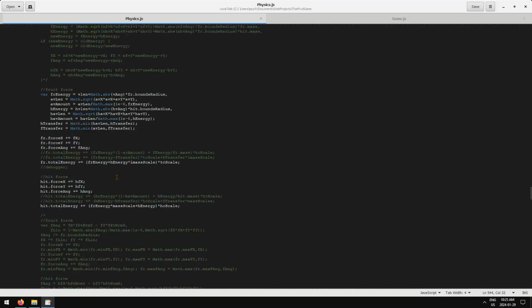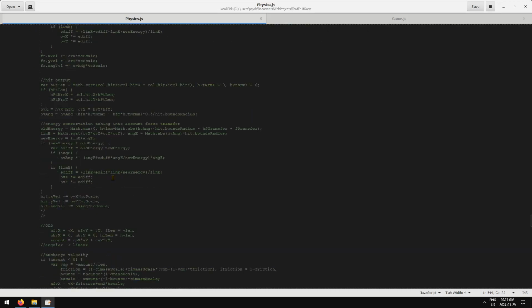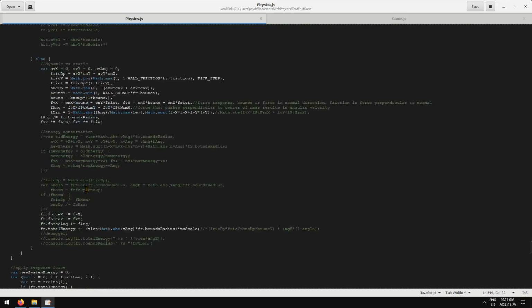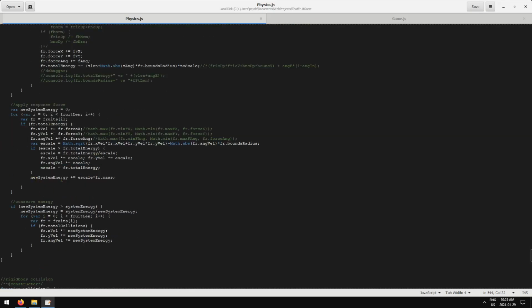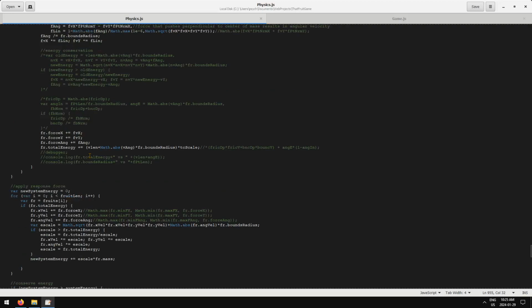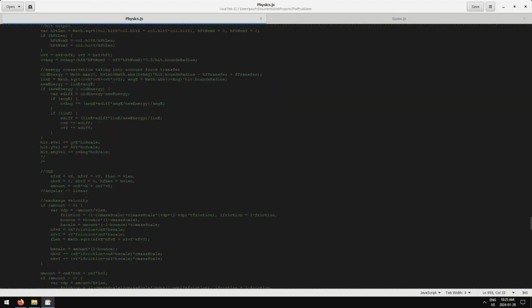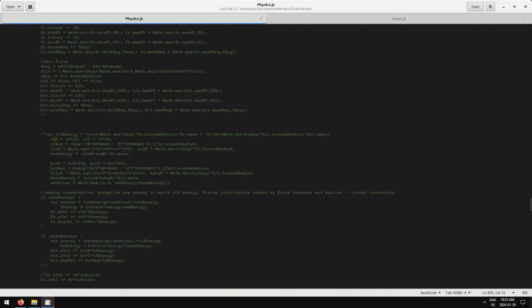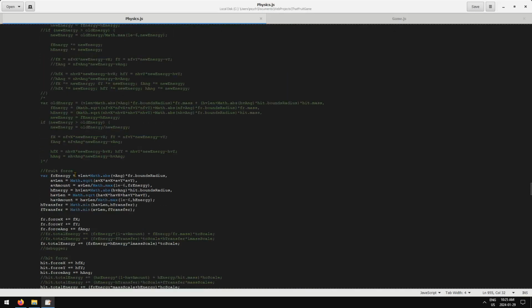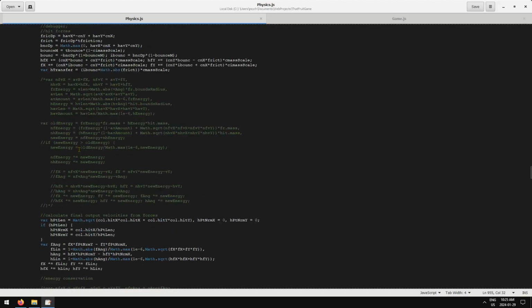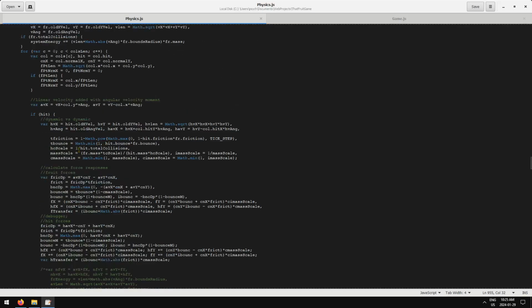And then that's not completely conservative of energy, so then we apply energy conservation. And that's the part I need to rewrite now. And if you see, I have all of this commented code, and this is all the different ways I tested of doing the calculations.